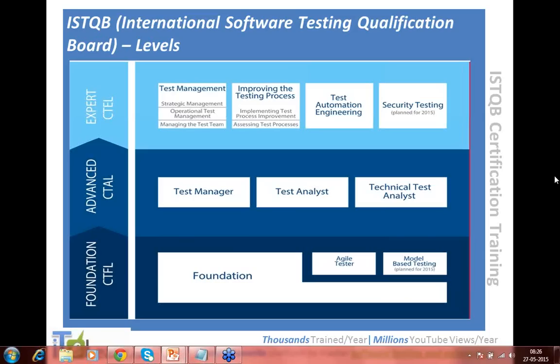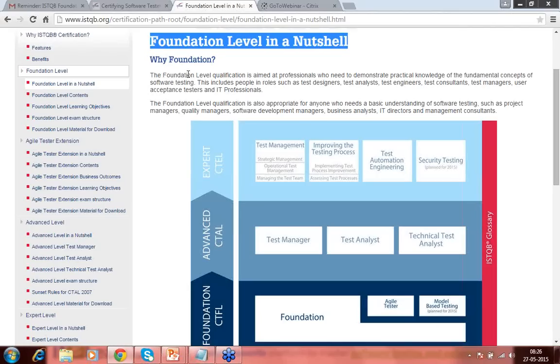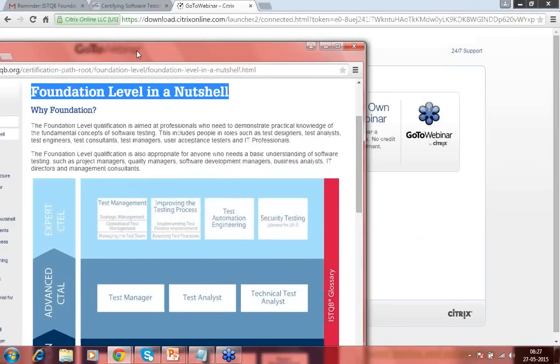So, okay, who can take this foundational level? That's what people have asked. So let me show you. So this is all about the foundational level in a nutshell on their website. As you can just go through, this foundation level qualification is aimed at professionals who need to demonstrate practical knowledge in the foundation concepts of software testing.